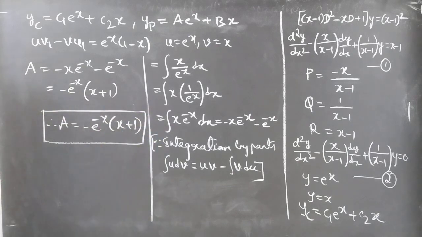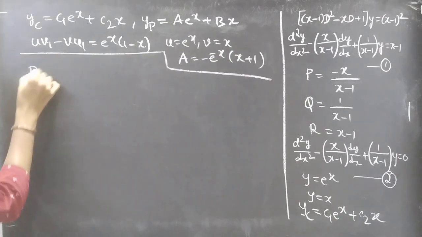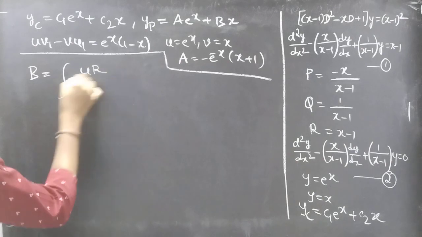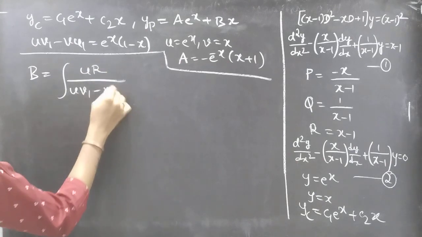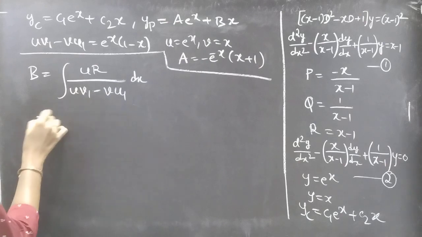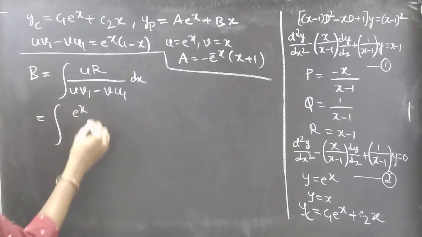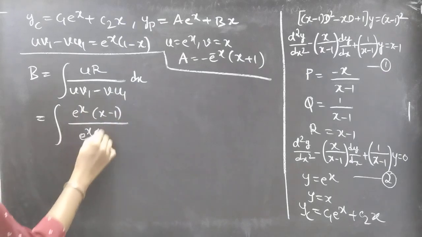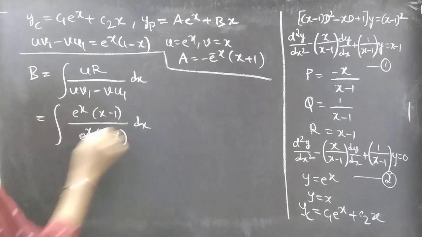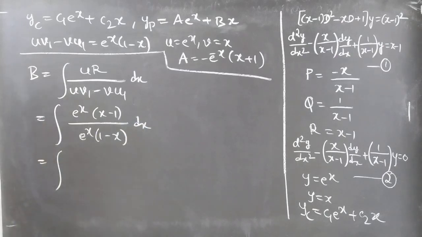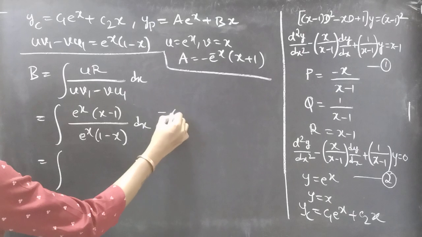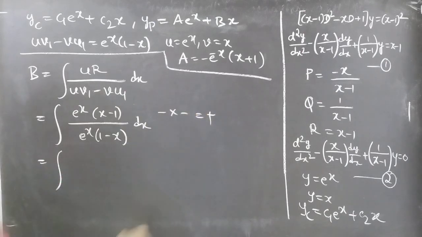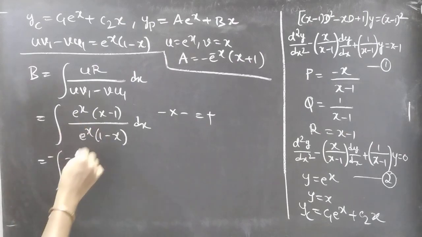Let's now find B. B is given by integral of u r by u e1 minus v u1 into dx. This equals integral of e power x into r x minus 1 by u v1 minus v u1, e power x times 1 minus x into dx. This equals integral. Now what I'll do is take minus into minus, which is plus. So I'll take 1 minus outside the integral and 1 minus inside the integral.